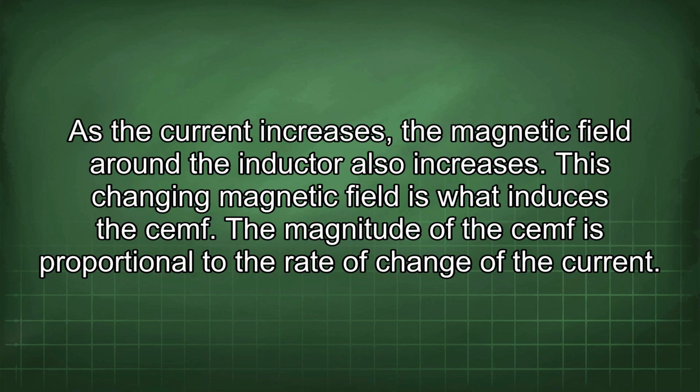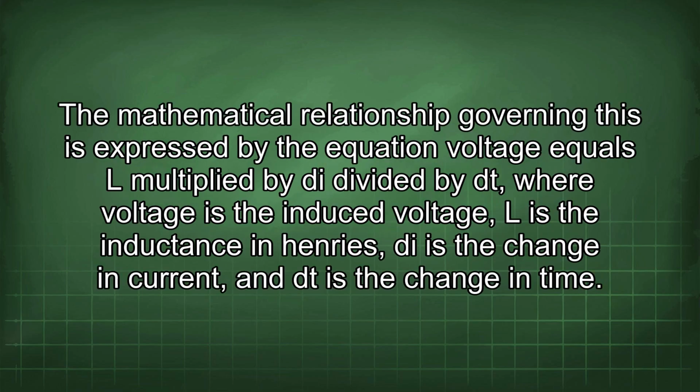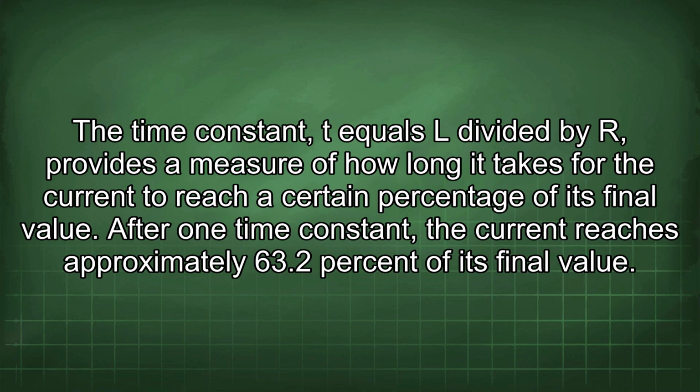The magnitude of the cemf is proportional to the rate of change of the current. The faster the current tries to change, the larger the cemf becomes, thus resisting the change even more strongly. The mathematical relationship governing this is expressed by the equation V equals L multiplied by di/dt, where V is the induced voltage, L is the inductance in Henrys, di is the change in current, and dt is the change in time.